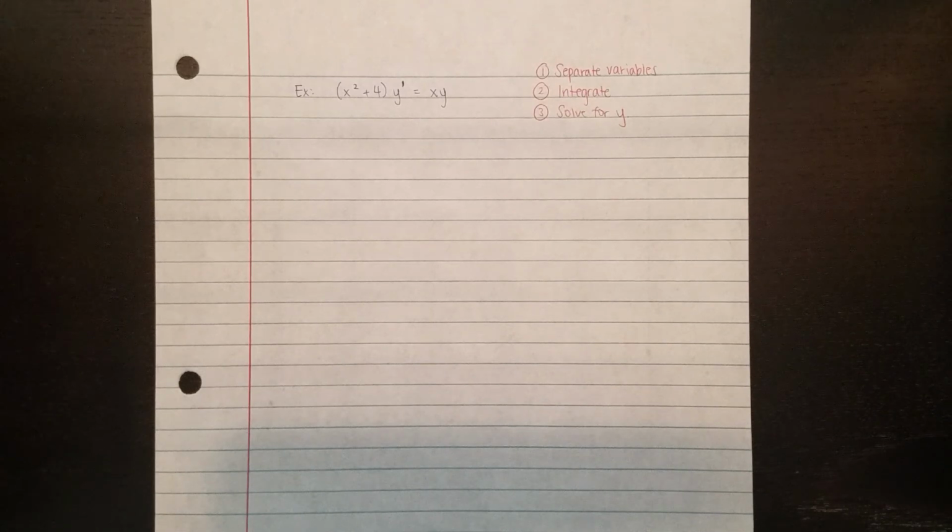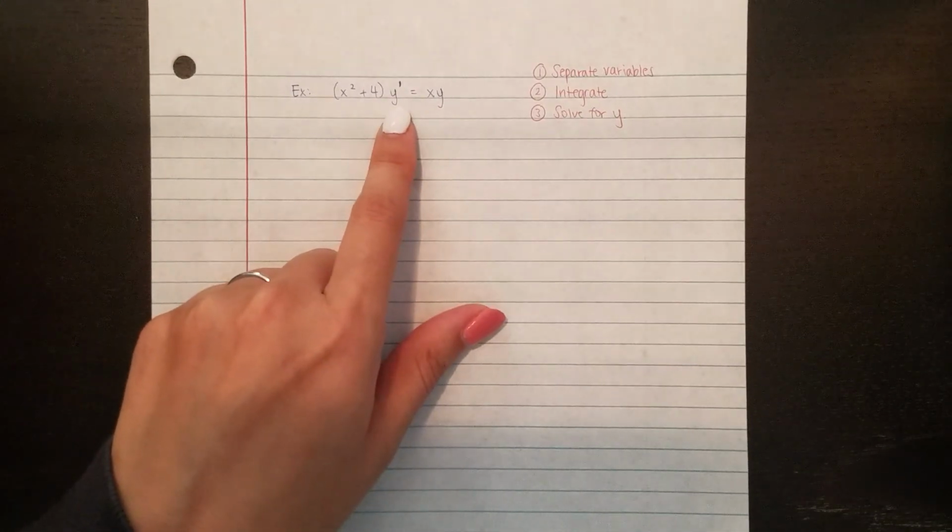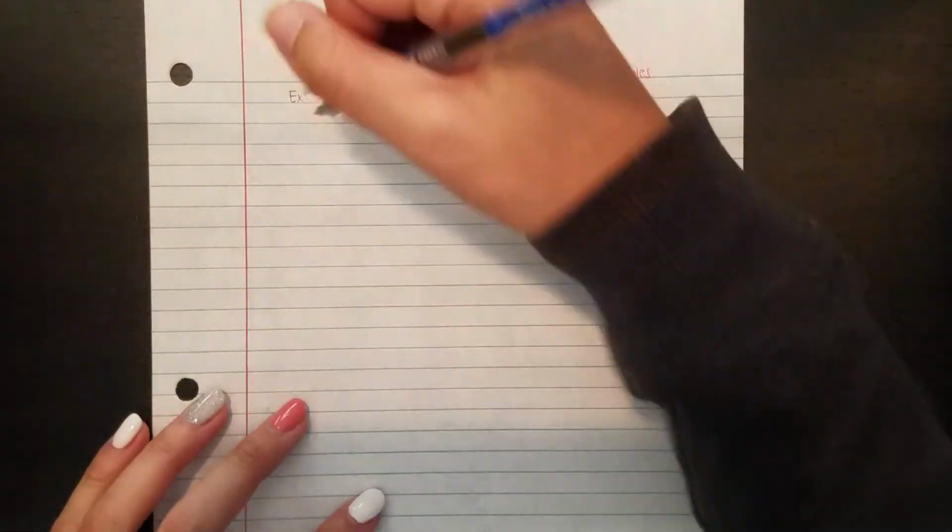Okay, for my second example, I have the differential equation x squared plus 4 times y prime equals xy. So in general, every single time for each of these problems, you should be separating your variables, integrating, and then solving for y. So that's how we're going to do each of our problems. So first, I want to separate my variables for this. I'm also going to rewrite y prime as dy dx.